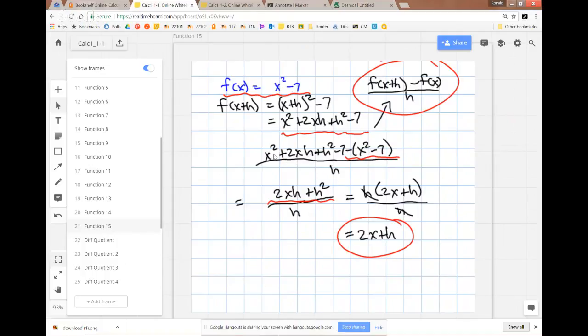And when I subtract the x squareds and the minus 7s, I get this thing on top, 2x plus h over h. The h is canceled. There is my difference quotient. Okay, those two were still pretty clean, pretty straightforward.